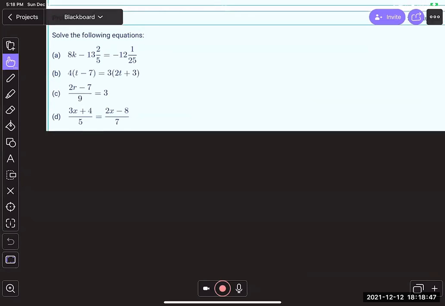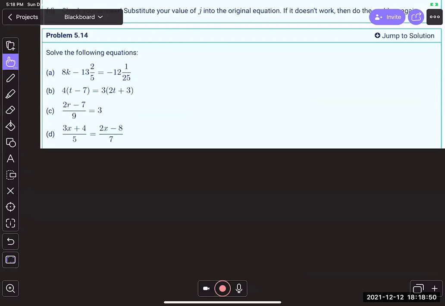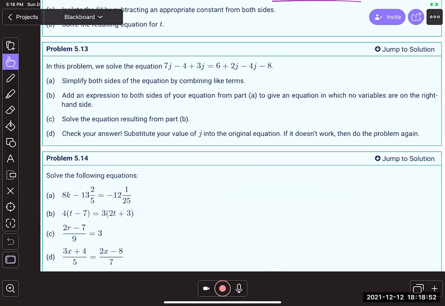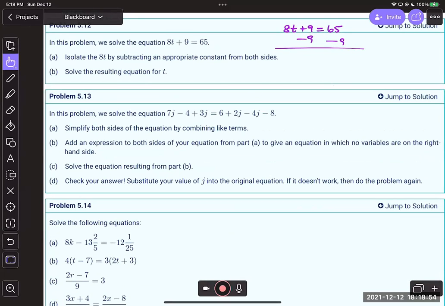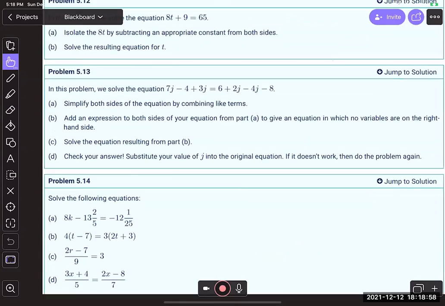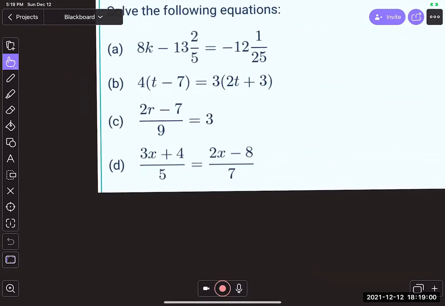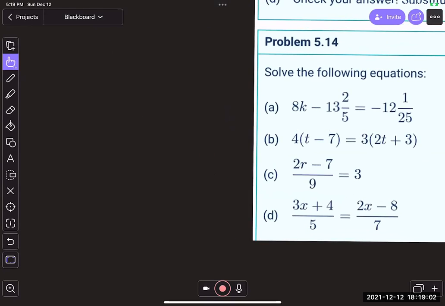All right, let's go ahead and take a look at 5.14 then. 5.13 is very similar to what we're going to see in the next few problems. That's really about it here. Let's go ahead and jump into it. All right, 5.14. Okay, Jonathan, part A.